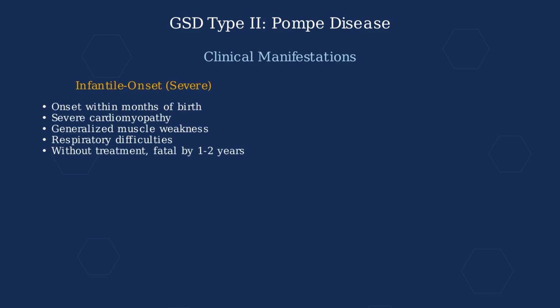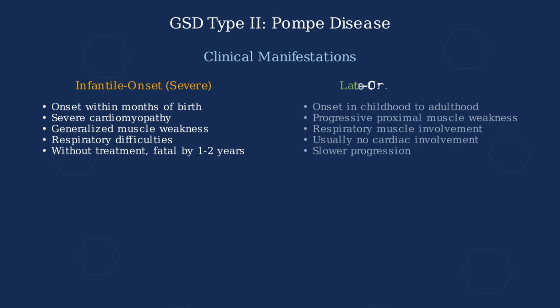Pompe disease presents with two main forms, based on age of onset and severity. The infantile onset form is most severe, with symptoms appearing shortly after birth. It causes severe heart enlargement, muscle weakness, and is fatal within the first few years without treatment. The late onset form may appear in childhood or adulthood and progresses more slowly. It primarily affects skeletal muscles, especially in the legs and respiratory system, but usually spares the heart.